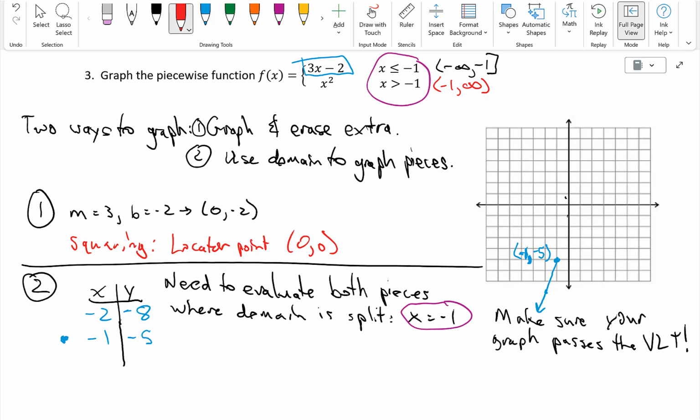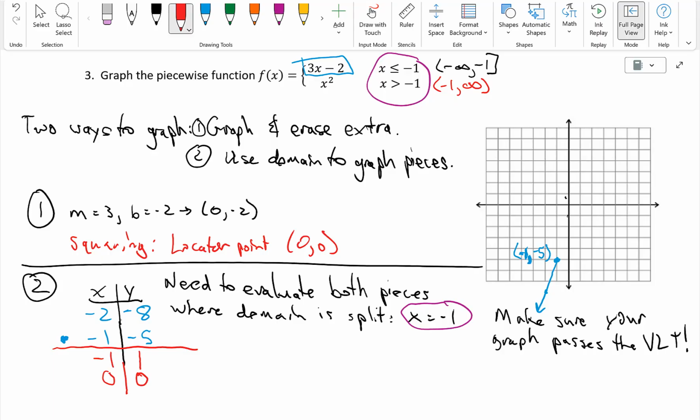And for the quadratic, it's still really, really important to have that locator point. You really need to know 0, 0. And then we'd need to plug in enough points to get the shape. We always have to evaluate, like we wrote already, where the domain is split. So I have to sub -1 in here and see what happens. It's a small enough function where we maybe don't have to write out work there, right? -1 squared is just 1.